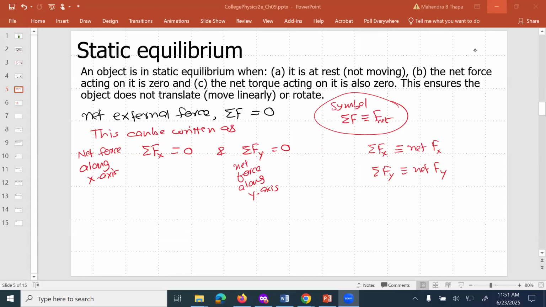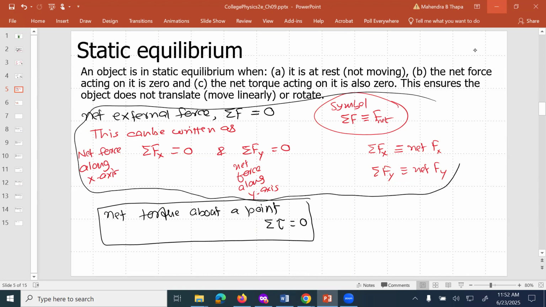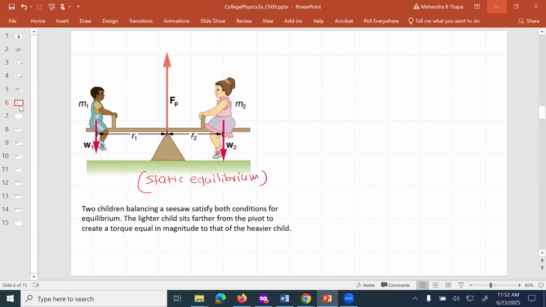And the next condition: you can write that the net torque about a point should be 0. So total torque should be 0. So these are the conditions to be fulfilled if the object is at static equilibrium. Okay. Let's use this concept for an example.